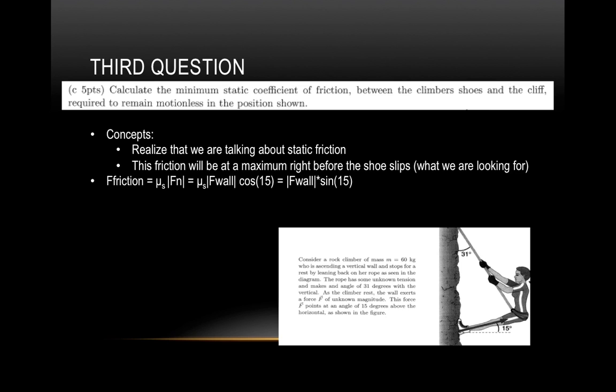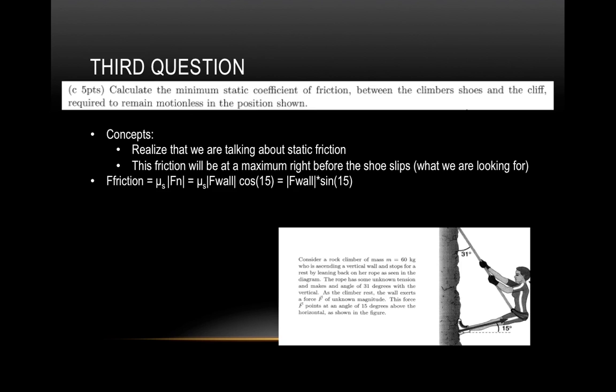So we have a couple of definitions for the force of friction. We know that the force of friction is equal to mu times Fn, in this case mu of static friction. And Fn, which always points perpendicular to the surface, is the magnitude of the wall force times cosine 15, which will give us this perpendicular force right here. And the force of friction is also equal to the magnitude of the wall force times sine 15.